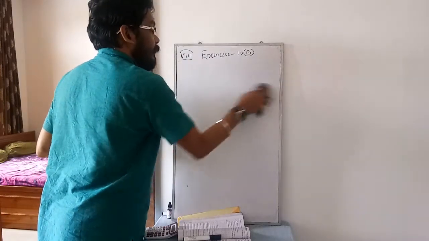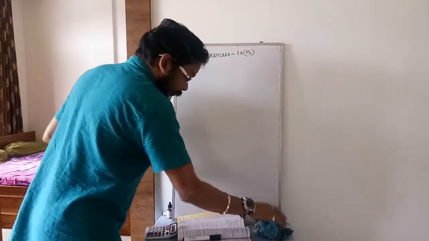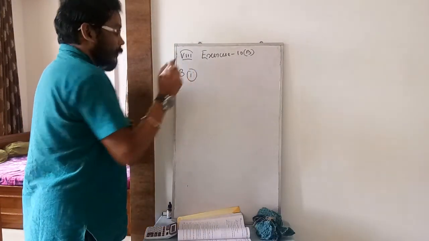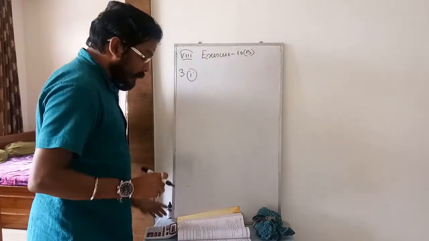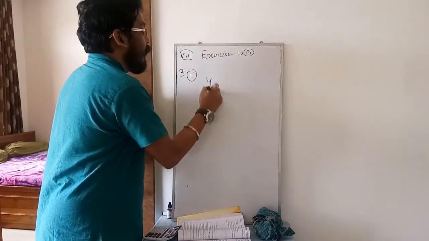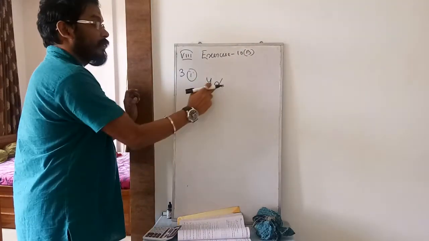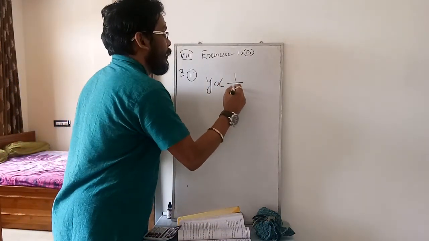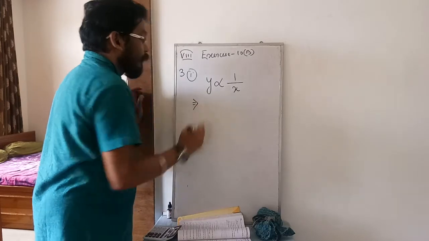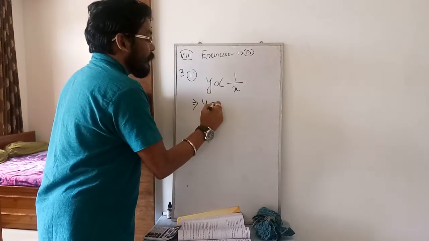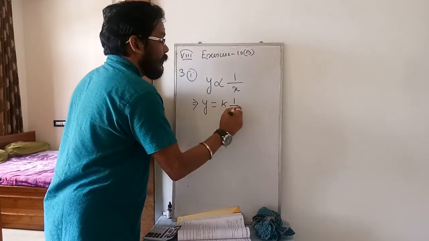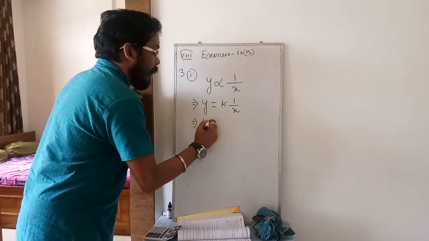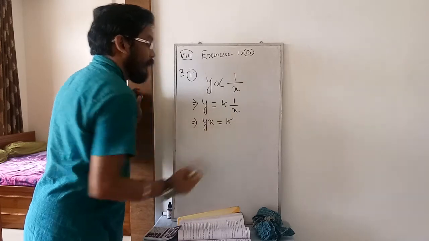Question number 3. Each and every sum is important. So question number 3 Roman 1. What did they say? y varies inversely as x. This is the proportional sign. Inversely as x. Inversely means 1 by x. So whenever you replace the proportional sign by equal to and give a constant, hope you have already understood this part, you will get y into x equal to k.